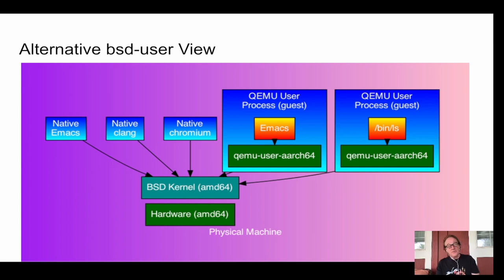So here's another way that you could view BSD user. This is similar to the alternative view that I presented for qemu system code. Here we're running a couple of different guests. I had intended these to be different binary architectures, but it doesn't really matter if they're both ARCH64. We've got Emacs running. Maybe the ARM Emacs works better than the native one, maybe not. Then ls is running, what have you. And the qemu process calls the native BSD kernel to implement all the system calls. And again, that's running on an x86 host.